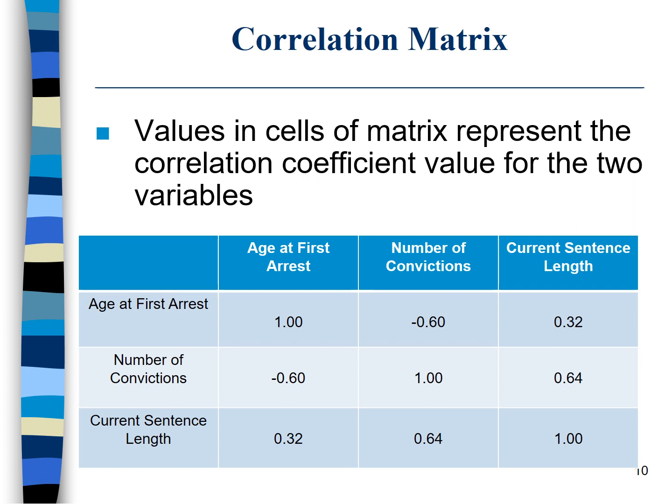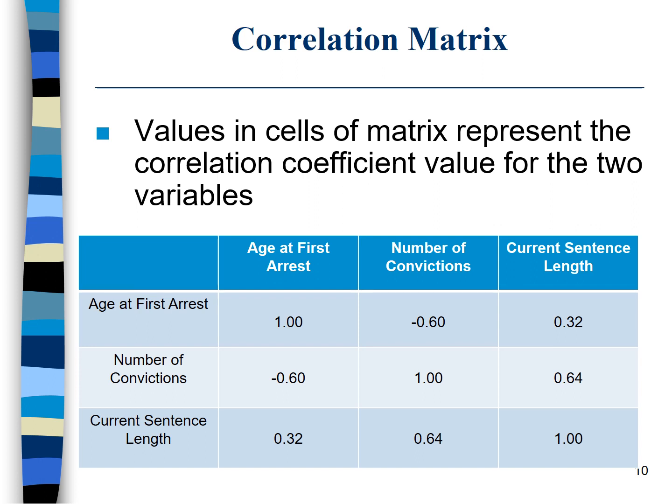Okay, so let's take a look and scrutinize this a little bit closer. You'll notice on what we call the diagonal, sort of like a negatively sloped diagonal, you see ones. When you look at the connection between age at first arrest and age at first arrest, the column and row for age at first arrest, you see a perfect 1.00. You also see a 1.00 when you match number of convictions and number of convictions. And finally, down there in the lower right-hand corner, you see a 1.00 when you match current sentence length with current sentence length. Well, why is that?